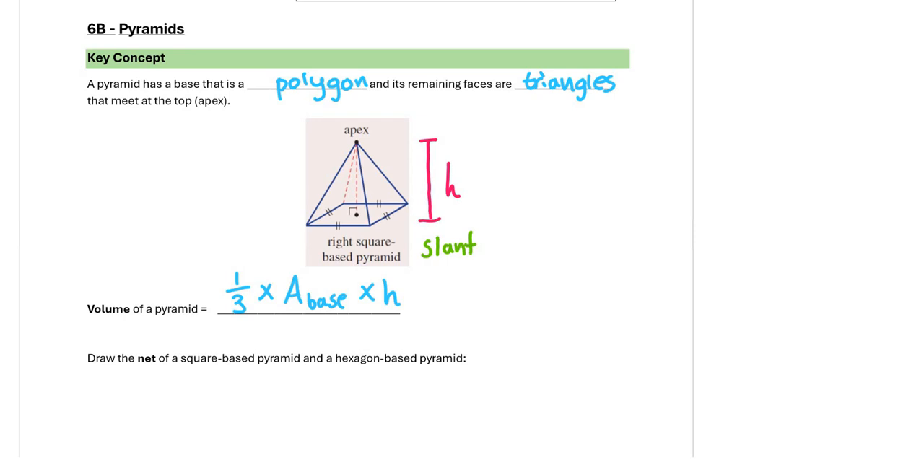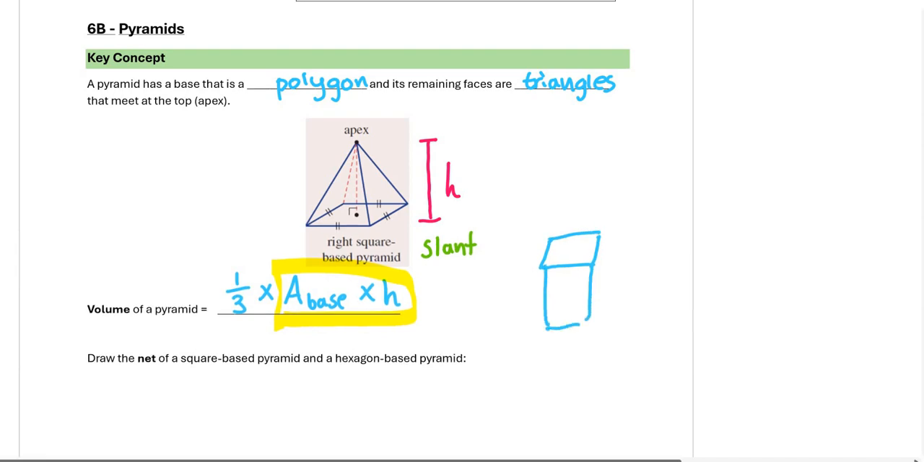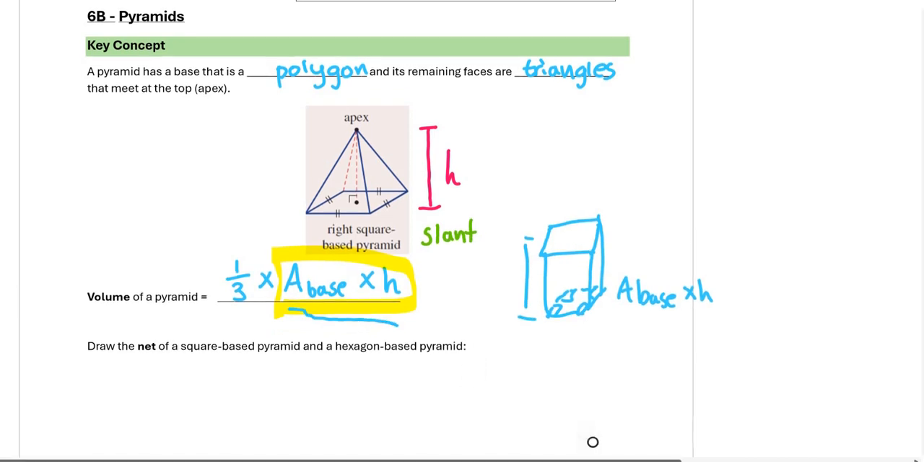Now, if you remember things well, or if you notice this bit here, that is exactly the same as finding the volume of a prism. So let's say we had a prism that had a base of a square. To find the volume of this, you find the area of the base multiplied by the height, which is exactly the same as here. So you can imagine, given that it's the same, the only difference is that it's only a third of it.